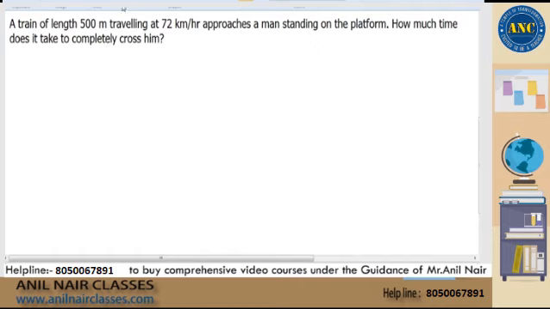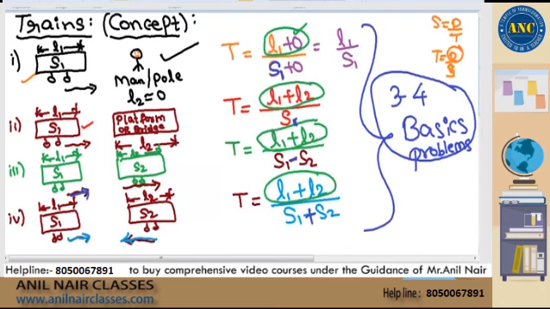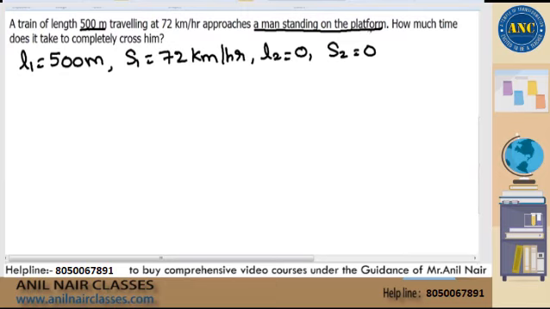See here. Suppose a train of length 500 meters, L1 is given as 500 meters, traveling at 72 kilometers per hour, S1 is given as 72 kilometers per hour, approaches a man standing on the platform. Because it's a man, L2 is 0, and S2 is also 0 because he is standing. That means it's the first case scenario, right? Your question is, how much time does it take to completely cross him? Very easy logic. Time is nothing but distance by speed. Distance is L1, speed is S1, right?